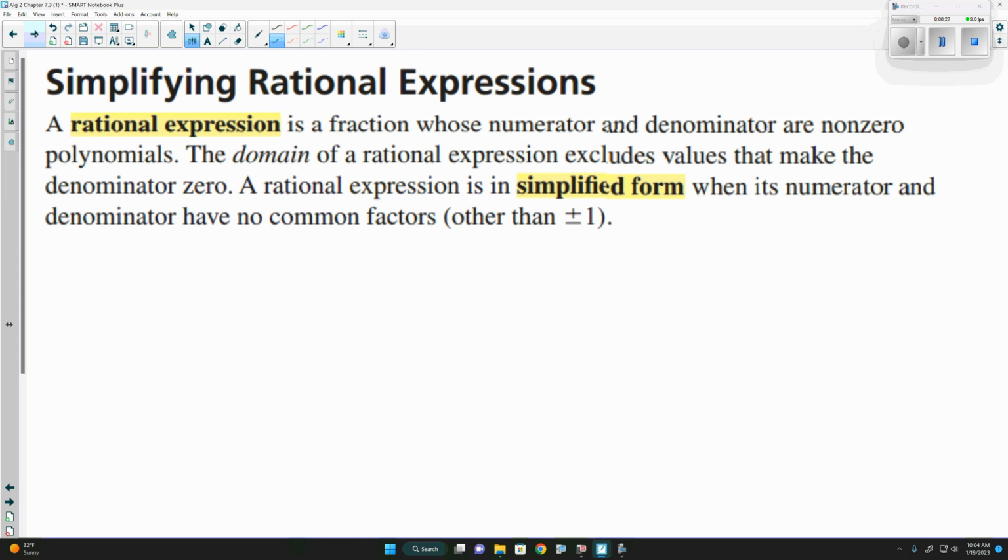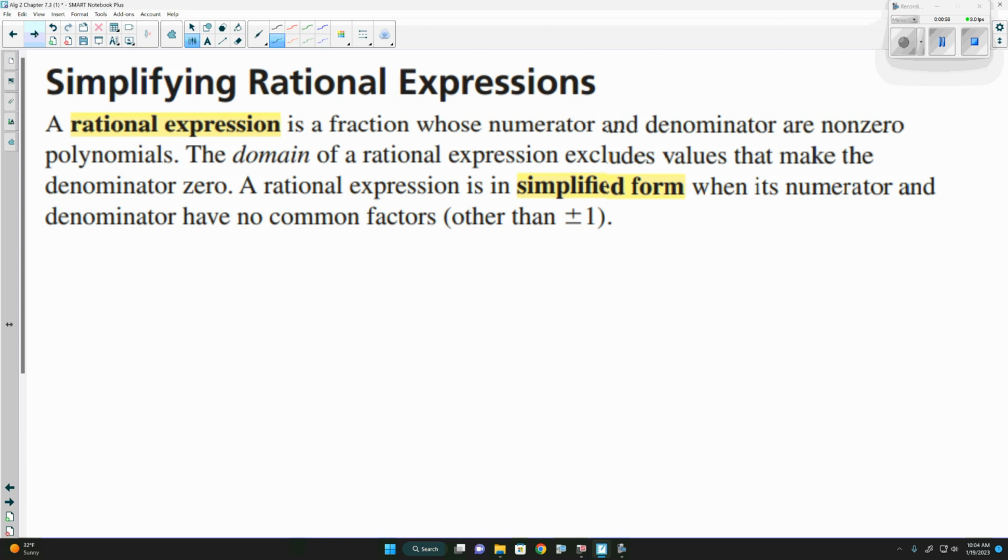For the rest of this chapter, we're going to be talking about rational functions. So a rational expression is a fraction whose numerator and denominator are non-zero polynomials. That means that the numerator and denominator, or really denominator for most of these, will have a variable of some kind. Now, for some, it might simplify all the way down. There's a few of them that do that.